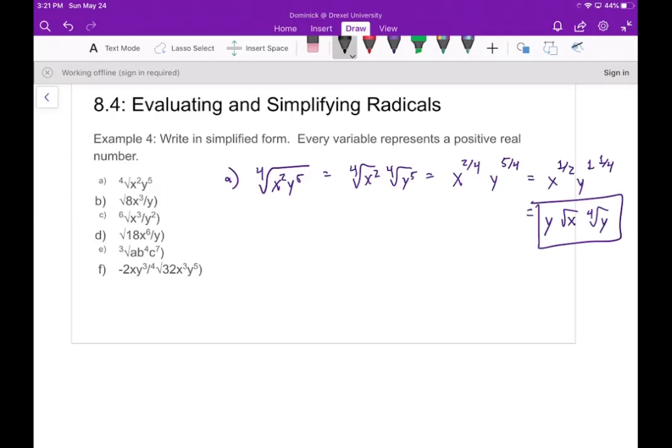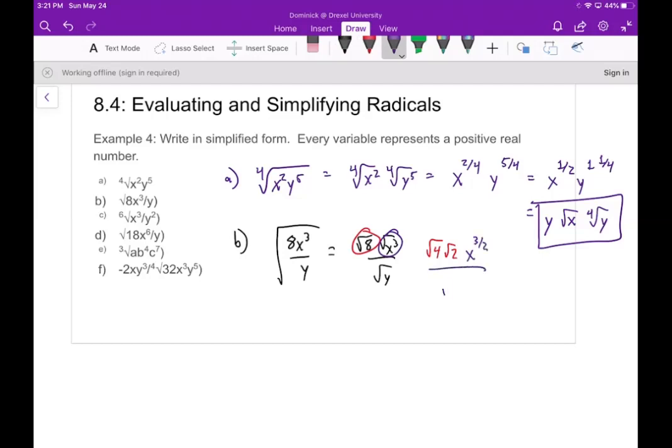Part B, we have a square root of 8x to the third. I believe this is actually supposed to be the square root of the whole thing over y. Well, the first thing we'll do is we're going to separate everything. So this is square root of 8, square root of x to the third over square root of y. Now, the square root of 8, I can write as square root of 4 times square root of 2. The x to the third, we can write as x to the 3 over 2. And we're going to leave square root of y alone for a minute.